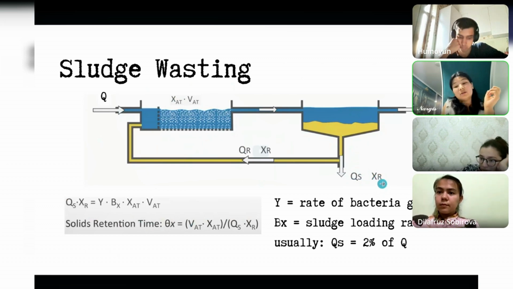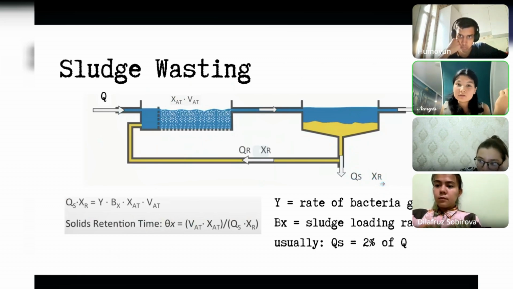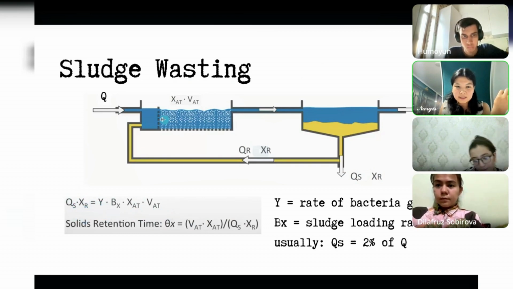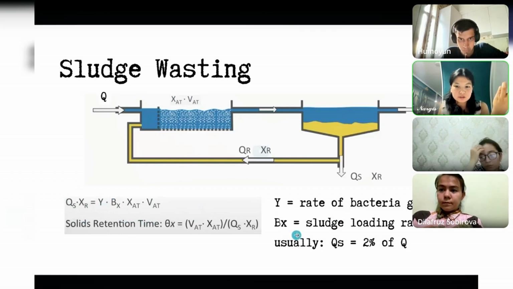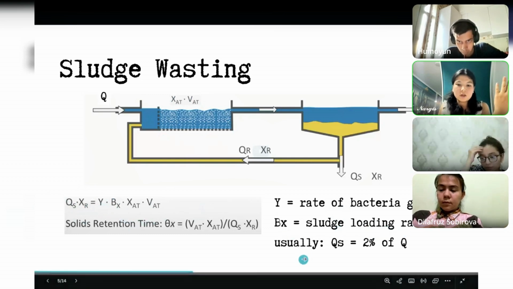Sorry for these terms, but we have to live with this. So this is QS and XR, basically, and they are determined by these things. XAT and VAT are the components of the biological aeration tank, and the only thing that you might not be familiar with is Y. Y is the rate of bacteria growth, and BX, we covered last lecture, this is the sludge loading rate.